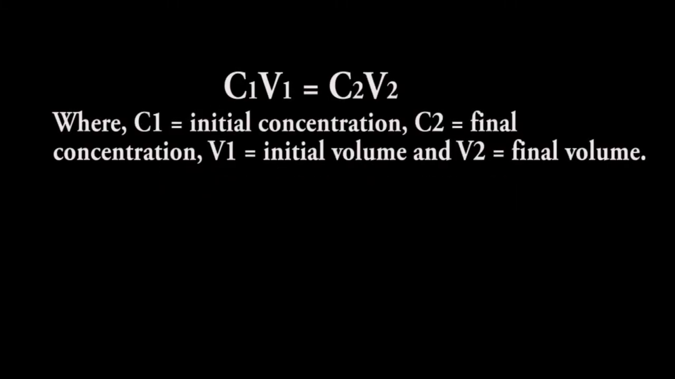The dilution formula is given by C1 V1 is equal to C2 V2, where C1 is initial concentration, C2 is final concentration, V1 initial volume, V2 is the final volume. Note, C1 and C2 are expressed in mole per dm³.